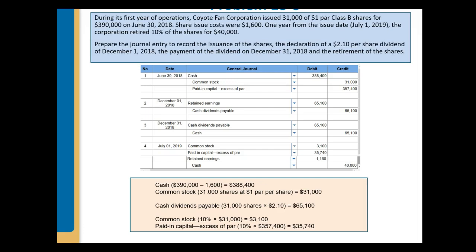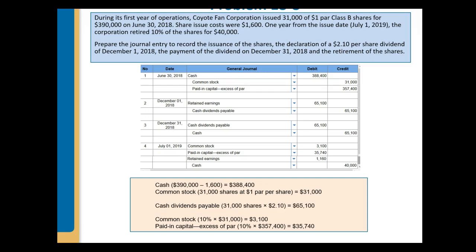Now we're going to take a look at problem 8-8. During its first year of operations, Coyote Fan Corporation issued 31,000 of $1 par Class B shares for $390,000 on June 30th, 2018. Share issue costs were $1,600. One year from the issue date, on July 1st, 2019, the corporation retired 10% of the shares for $40,000.